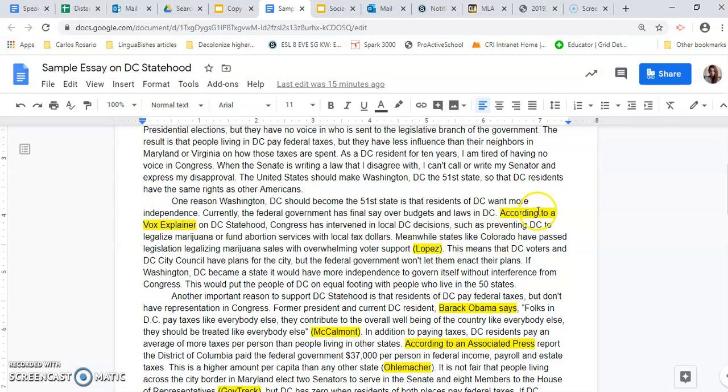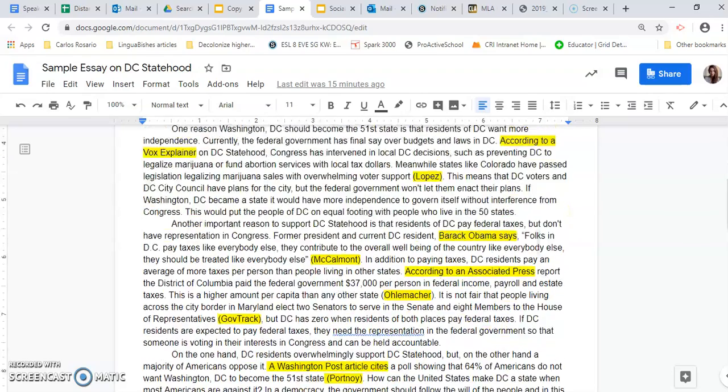So you can say according to and the name of the writer. So for example, I could say according to Herman Lopez. But people probably don't know who Herman Lopez is. That's not important to my information, but they might be familiar with the publication Vox. That's why I chose to say according to a Vox explainer. For the in-text citations, you only need to put the last name of the writer. It's not necessary to put first and last name.